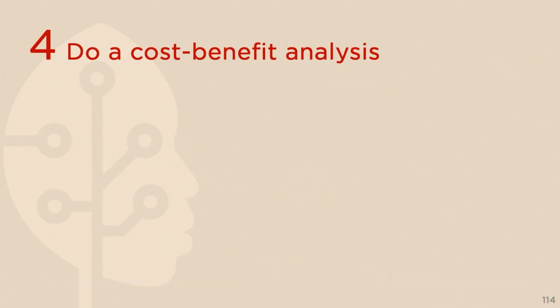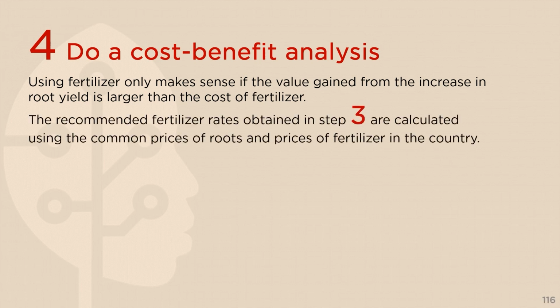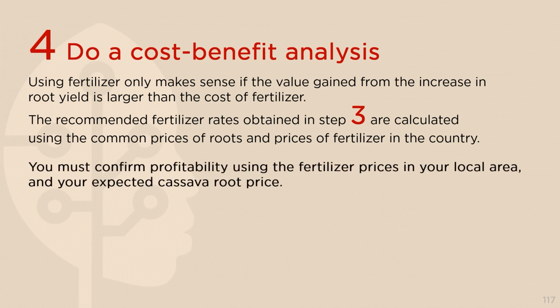This is step 4, performing a cost-benefit analysis. Before investing in fertilizer, it is wise to evaluate if you will turn a profit. The revenue you will make from the increase in yield must be larger than the cost of the fertilizer. The recommended rates provided in Step 3 are calculated based on the common prices of fertilizer and cassava roots in Nigeria. You must confirm profitability using the fertilizer prices in your local area and your expected cassava root price.